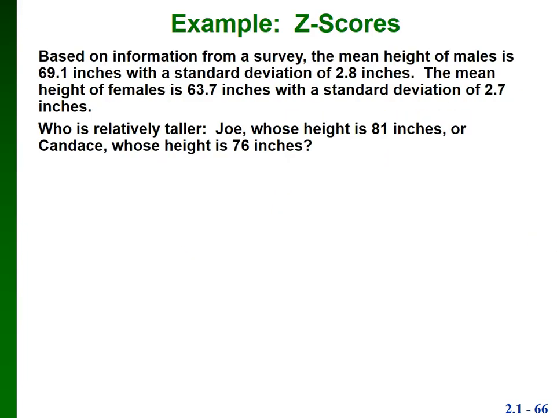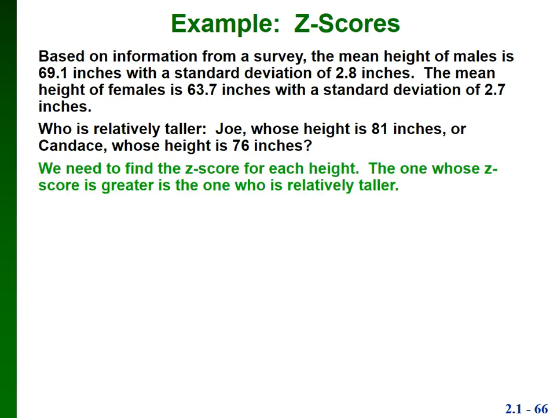Here's an example. If we have a man and a woman who are both tall, and we're trying to figure out which one is relatively taller, we can't just compare their heights because the mean and standard deviation height of men is different than it is for women. So our question is, which one is relatively taller? What we're going to do is find the z-score for each height, and the one whose z-score is greater is the one who is relatively taller. So we're going to use this formula.